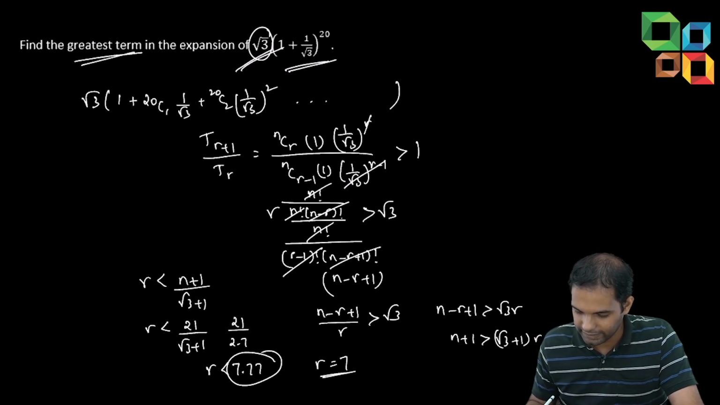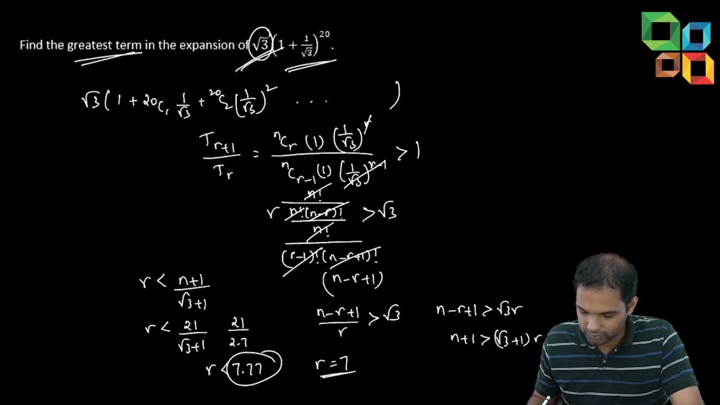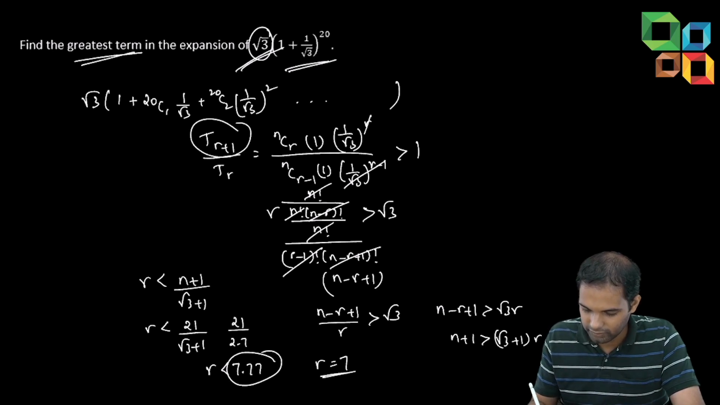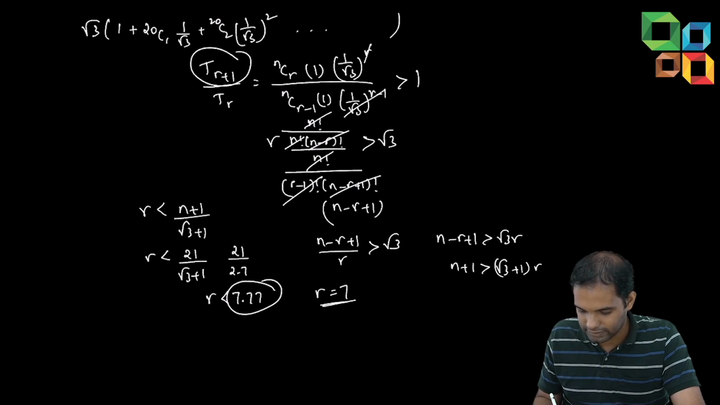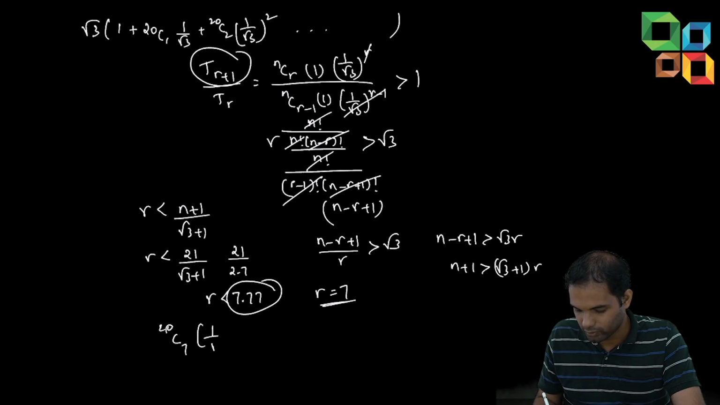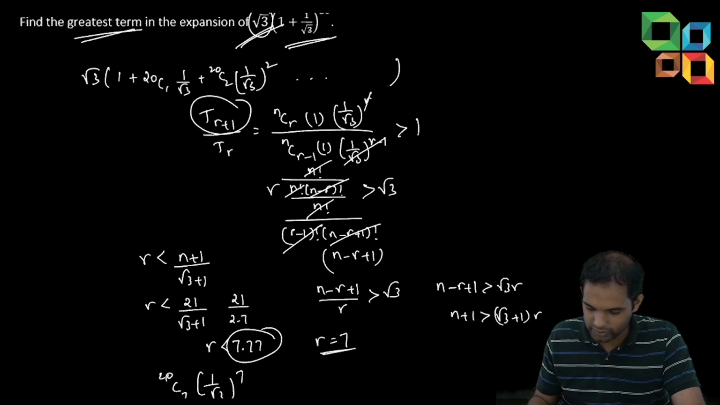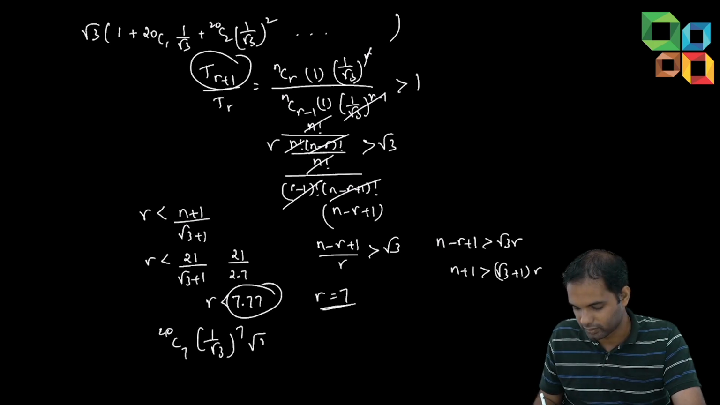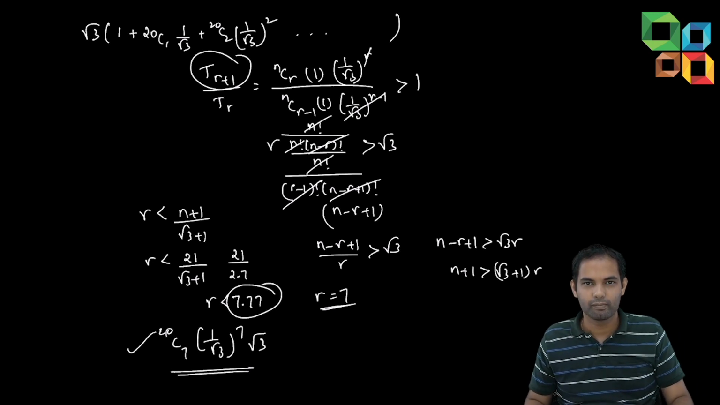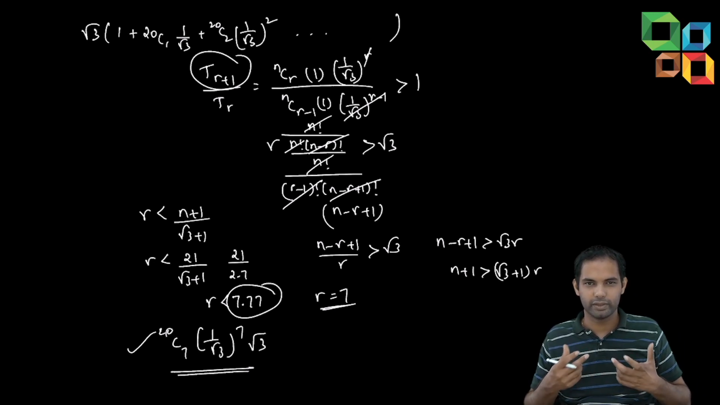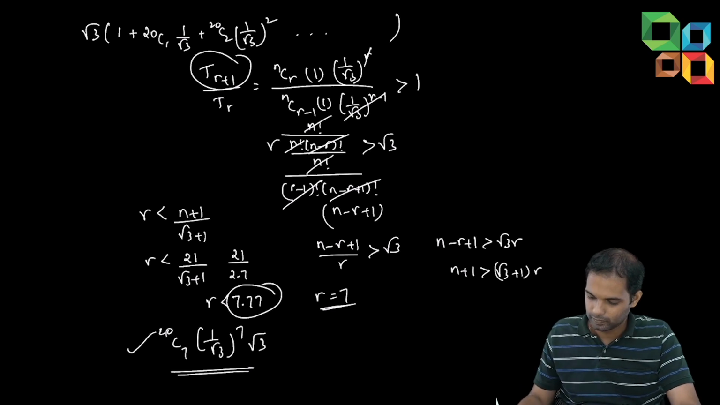So if you want the greatest term now, what you have to do is take the T(r plus 1) term here. We know r is 7, correct? Just put r equal to 7. So it is 20C7 into (1 by root 3) whole power 7. And there is root 3 outside, so just make sure you multiply it with that. That's it. This would be your greatest term. Even if you do it by formula, you get the same.